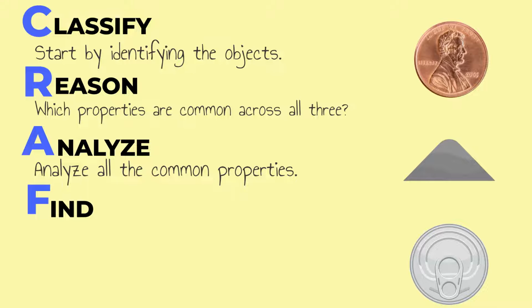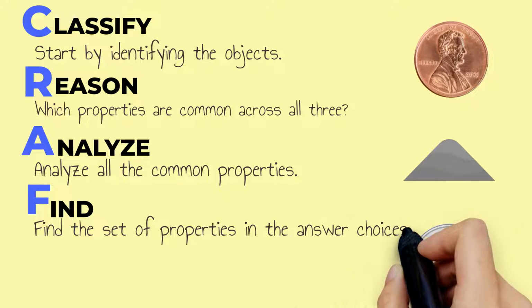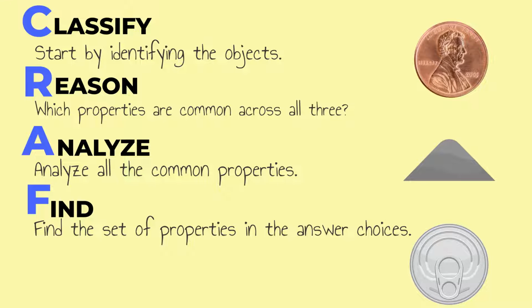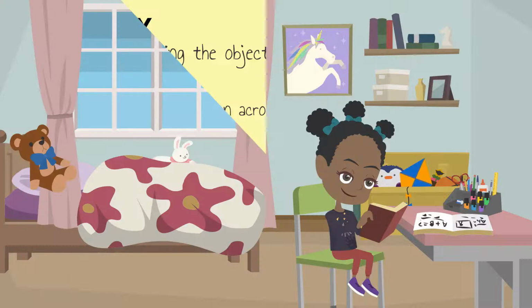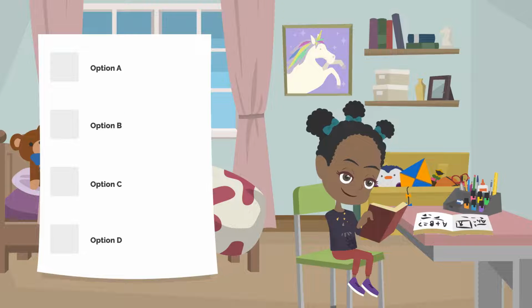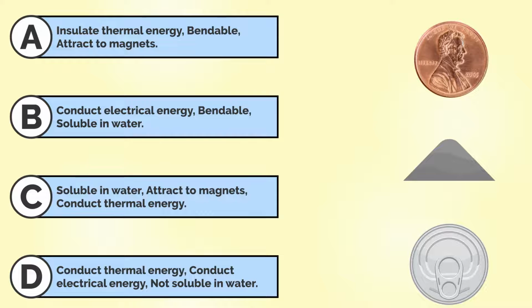Find. We find the set of properties in our answer choices that match the traits we've analyzed. Test. Lastly, we test each property in the context of all three objects to ensure it's a common feature. If even one property does not apply to all objects, we know that choice cannot be correct. Let's take a closer look at each answer choice and apply our method.